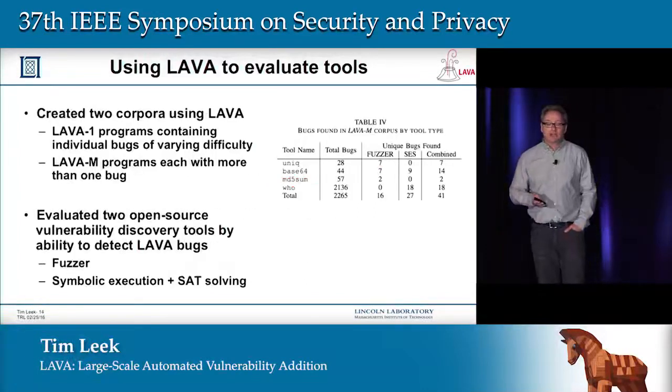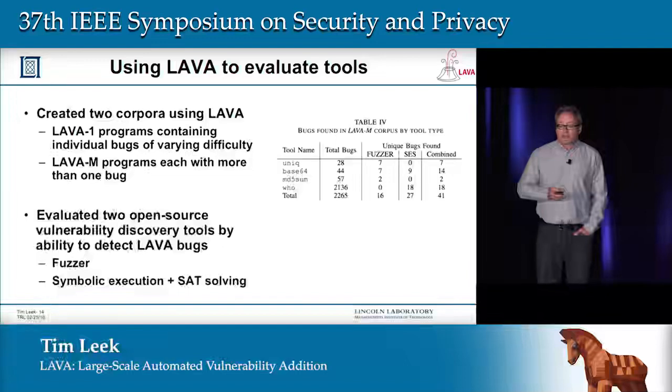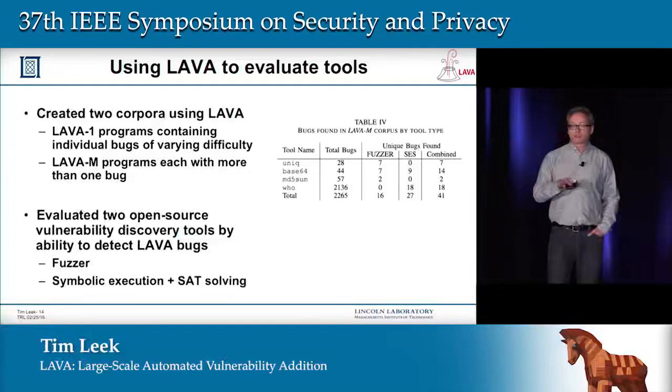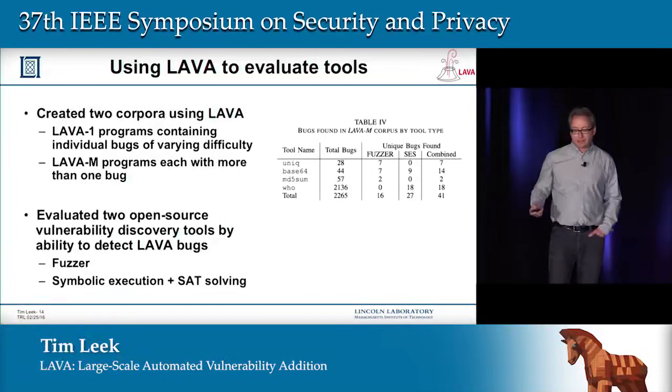So we've used this to create a couple of different corpora. I'm going to talk about one of them in particular, which is this LAVA-M corpus. Basically what we did is we took 4 different coreutils programs, which have been used to evaluate lots of different tools for finding bugs in programs. And in each of those, we added as many bugs as we could. We're actually able to put bugs in at the same time. And I think we added over 2,000 bugs to these 4 programs, and then we took 2 open source tools that are vulnerability discovery tools, and we determined what their detection rates are for these bugs that we can inject. And we saw that one of them was a fuzzer and the other is symbolic execution and SAT solving.